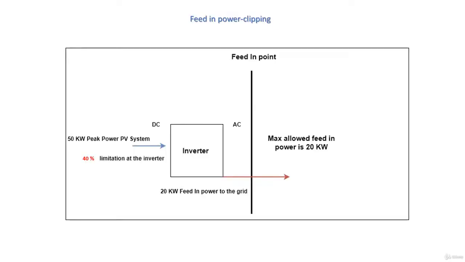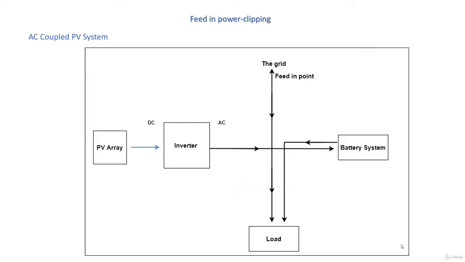Another example to make things more clear is you install a 50 kilowatt PV system and you are only allowed to feed in 20 kilowatt into the grid. And it's the maximum value. Then you set the feed-in power clipping to be 20 over 50 multiplied by 100%, which is 40% at the inverter. So if your system is working at its maximum, supplying 50 kilowatt, and there are no loads or no batteries, you could feed the grid with the maximum value that is allowed, which is 20 kilowatt.